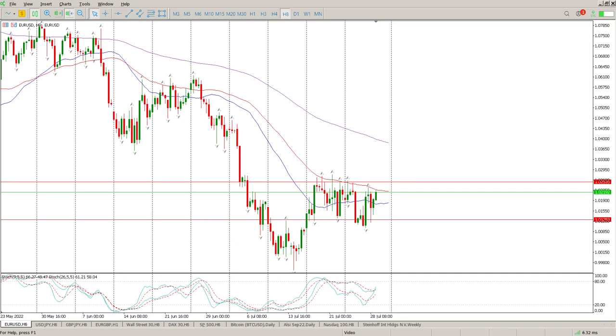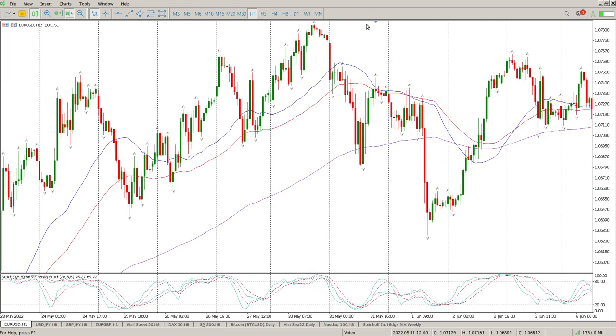So starting with the Euro USD as usual, and we are still stuck in this range. We do have a crossover of the oscillators, so I'm anticipating a break eventually here of 102.535, and your target is going to be this area here at 103.632.